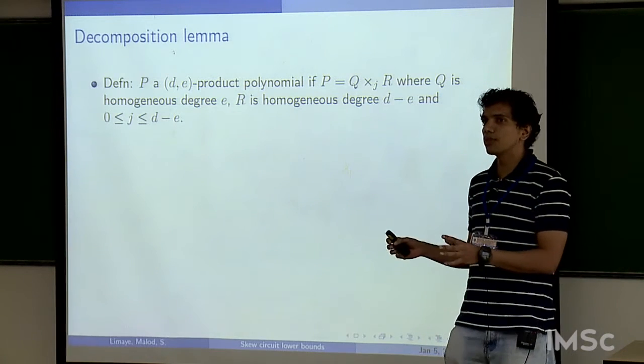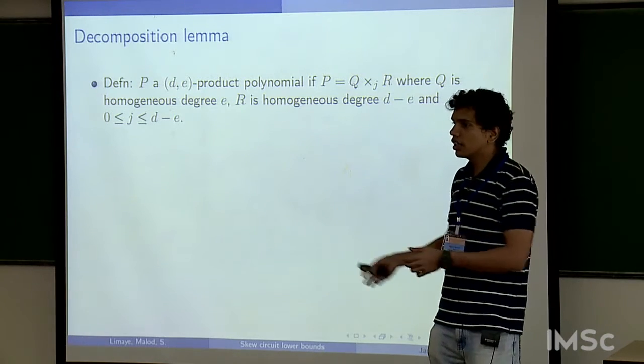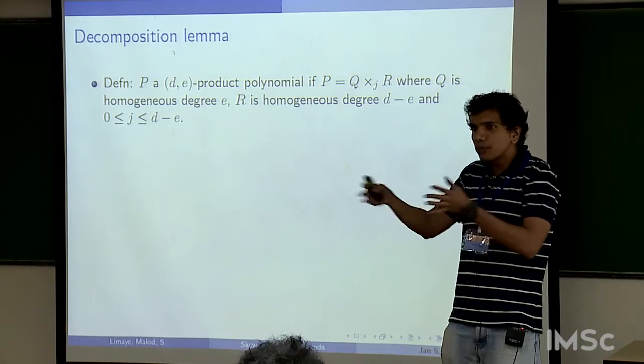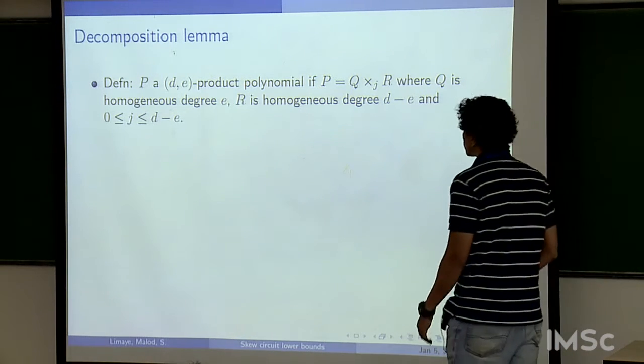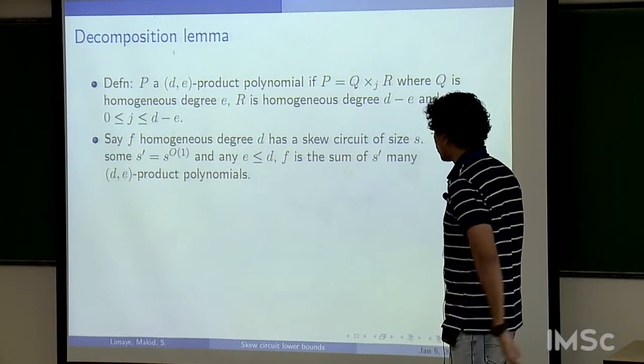Previously, our product polynomials were very nice because J was always 0, because Q was always on the left of R. Now Q could be on the left of R, Q could be on the right because J could be D minus E, but it could be somewhere in the middle as well. Okay. So that's a J product. And this is the decomposition lemma for skew circuits.